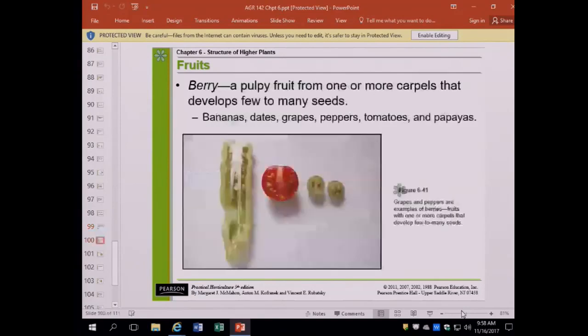All right, here is a visual of a berry. A berry is a pulpy fruit with one or more carpels that develops few to many seeds. Now, if I were on a test to ask you to give me an example of a berry, it would be really interesting to see what you came up with. But here, and this is going to be a little different than what you normally consider a berry, a banana, a date, a grape, a pepper, a tomato are examples of berries.